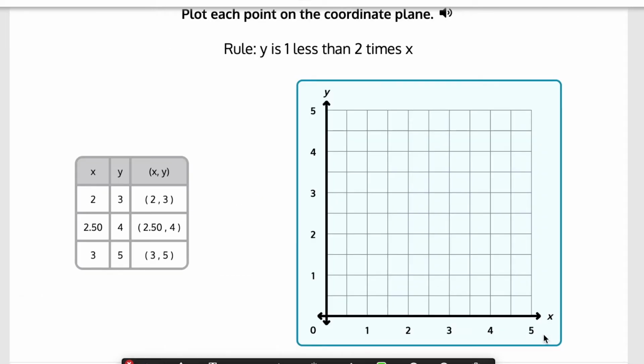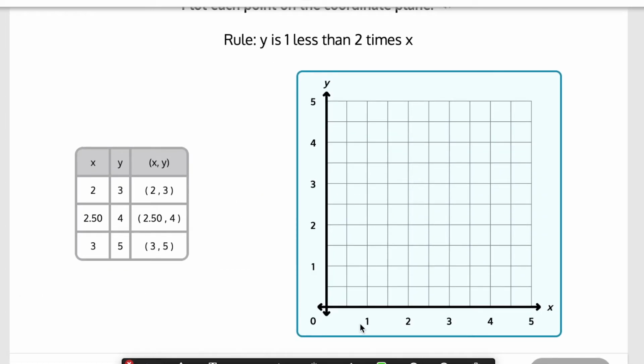All right, let's plot these points. So we have 2, 3. So I'm going to go over to 2 and up to 3, put a point here. 2.5, 4. So remember 2.5 is the same as 2 1/2. So I'm going to put that point, the x-coordinate, right between 2 and 3, 2.5, and then go up to 4. And then 3, 5.